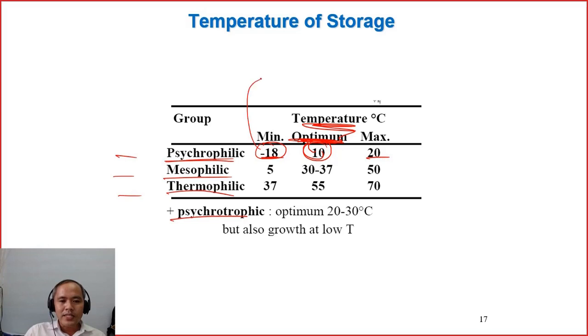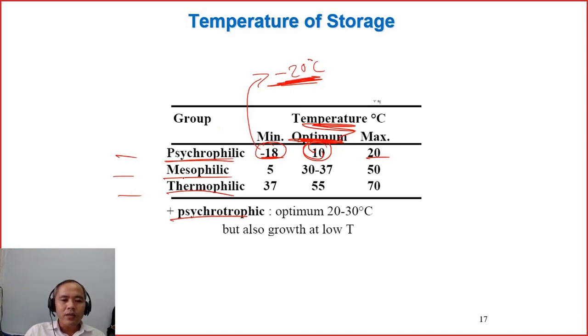And because of this, they recommend to do frozen storage at below minus 18. Now minus 20 degrees C, for example. This is the recommended temperature for frozen storage to prevent the growth of psychrophilic microorganisms, for example.